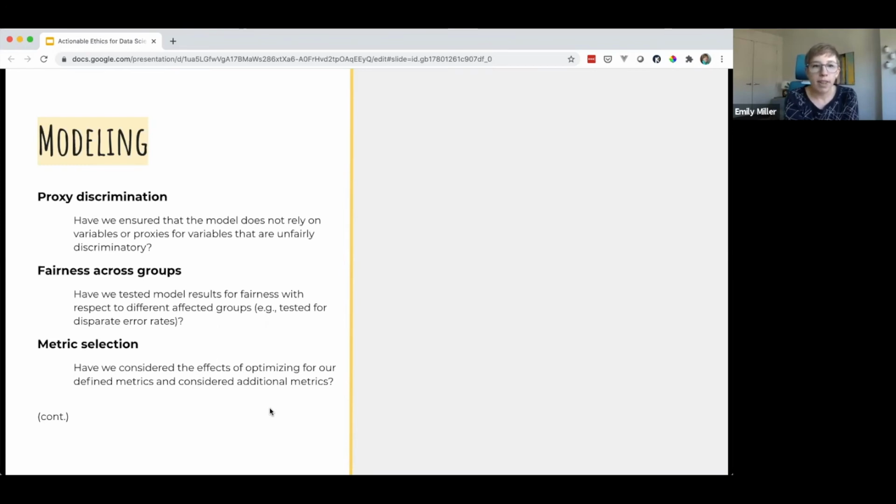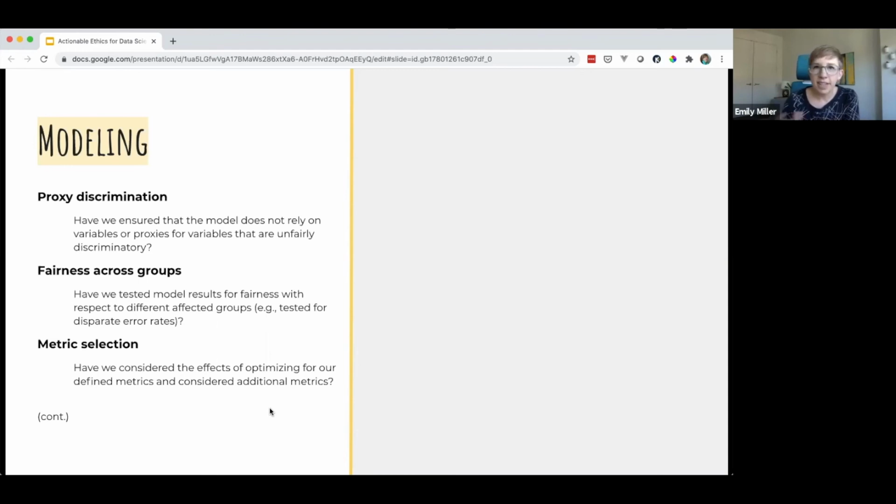And then in our metric, we want to think carefully about the metric that we're using and think through what are the effects of optimizing for our defined metrics, and have we considered additional metrics? This can feel like a technical choice: are we looking for accuracy or F1 scores? But this question helps us think through the impacts of choosing that metric. What are we actually optimizing for? What are we not caring about? What is not captured in our metric? And are there other desirable outcomes that we do care about where it might make sense to bring in additional metrics to capture that?